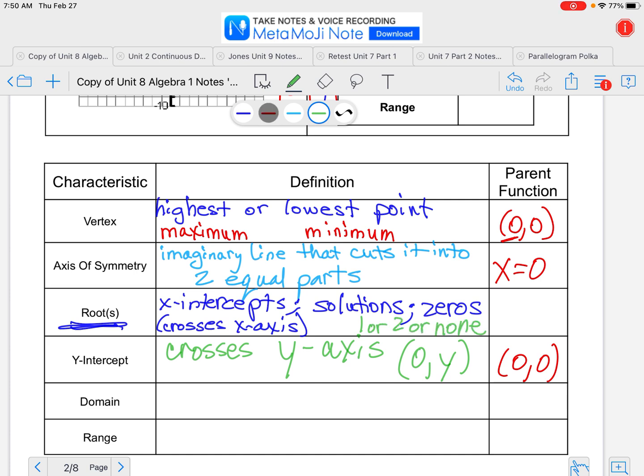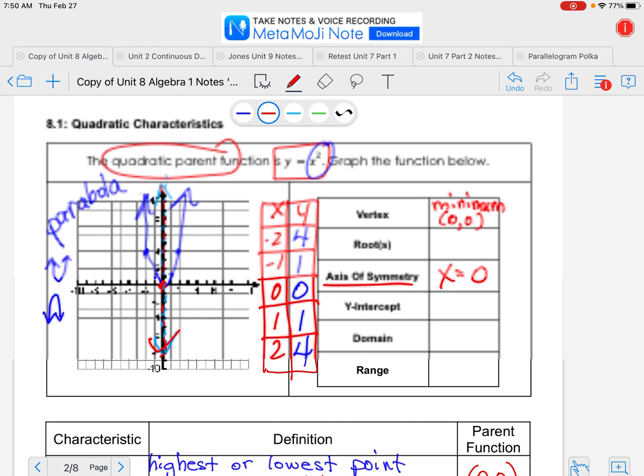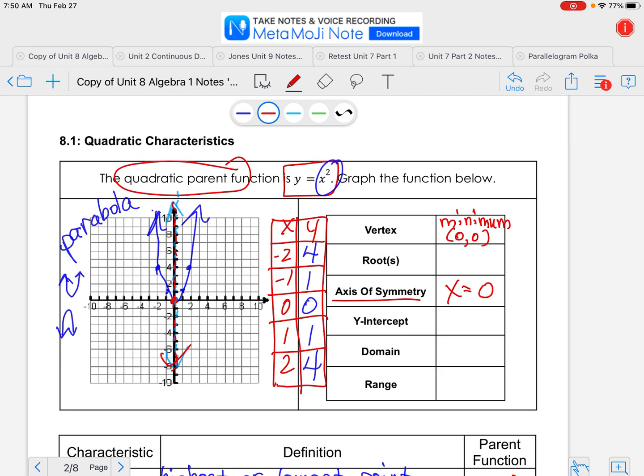Our parent function only has 1 root, and it's the same as the vertex. Anytime you only have 1 root, it's going to be the same as the vertex. So root, where it touches the x-axis. It can touch twice, most parabolas will, or it can never touch and not have any roots. That would be a parabola that looked like this or this. It would never touch the x-axis. So your parent function has 1 root, and it is the same as the vertex and the y-intercept. It is 0, 0.